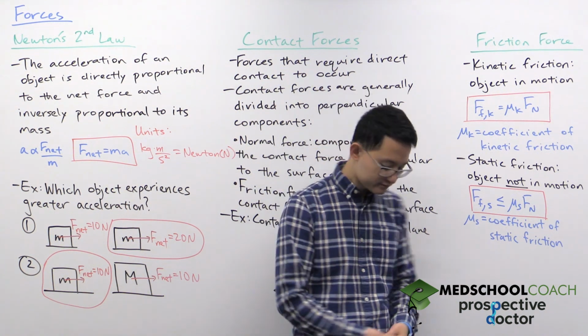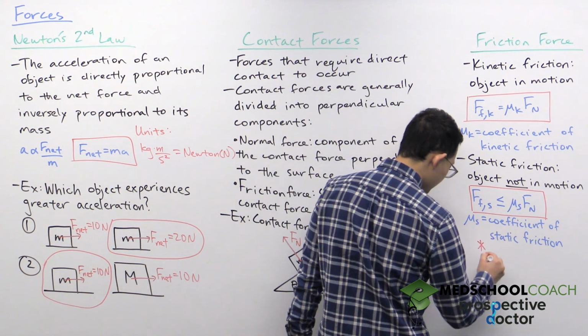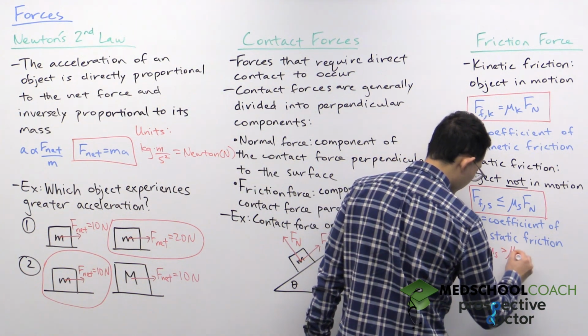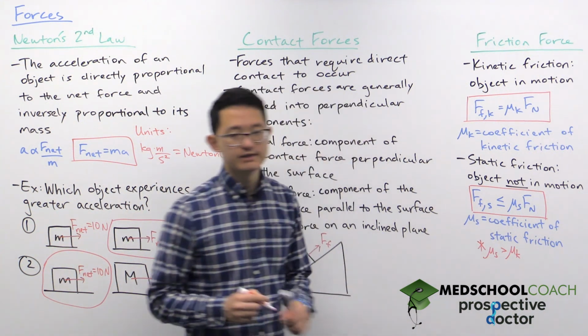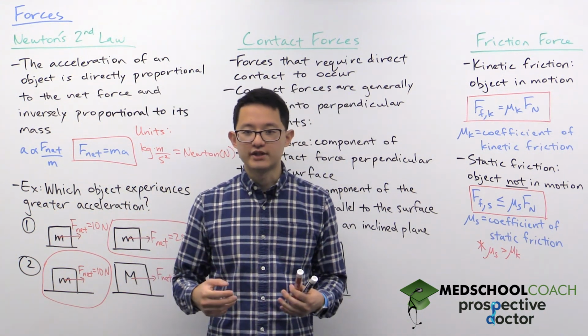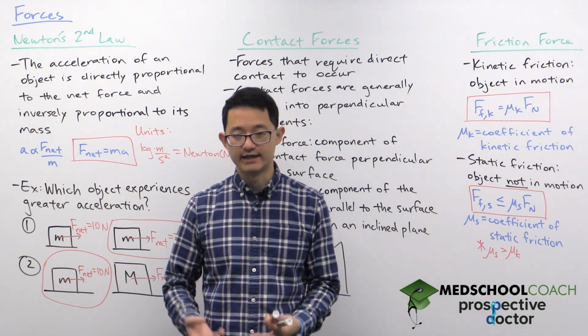start moving. And one other thing to keep in mind, and that is generally the coefficient of static friction is going to be greater than the coefficient of kinetic friction. And this essentially just means that it is harder to get an object to start moving than it is to keep an object in motion.